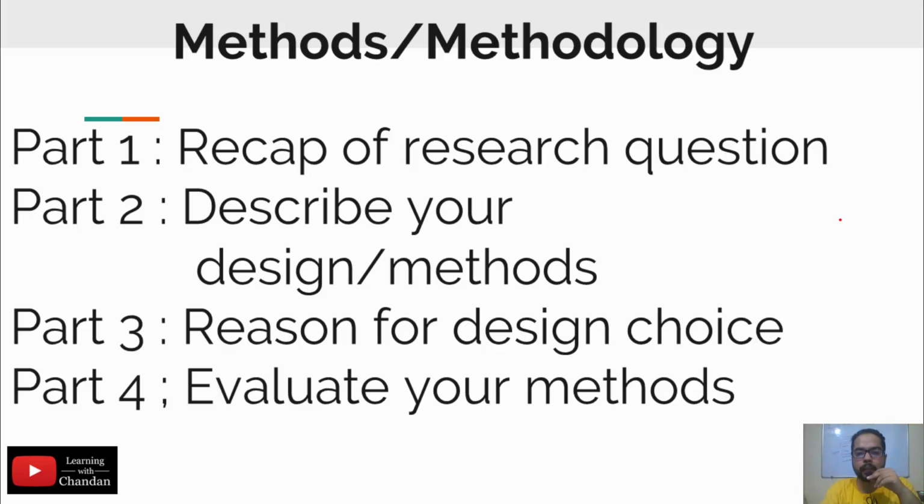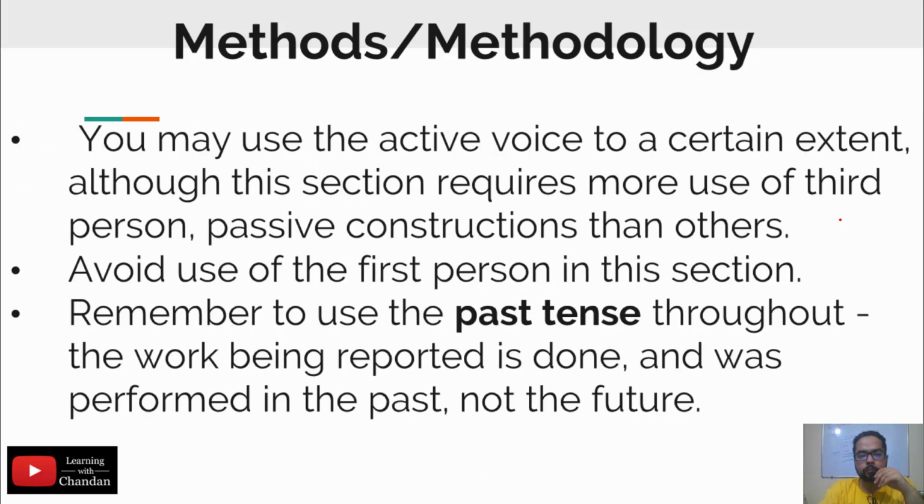So now coming back to the things that we were doing. In the methodology section, you can use active voice, but this section needs the third person voice. You should not use the first person voice, and always use the past tense, since the work you are writing here has already been done.